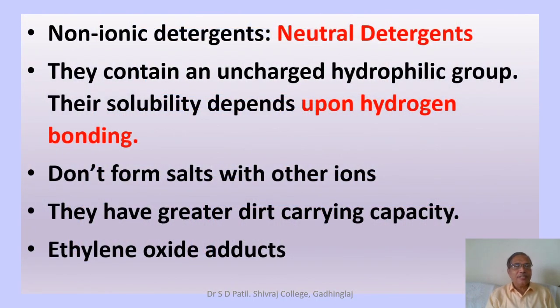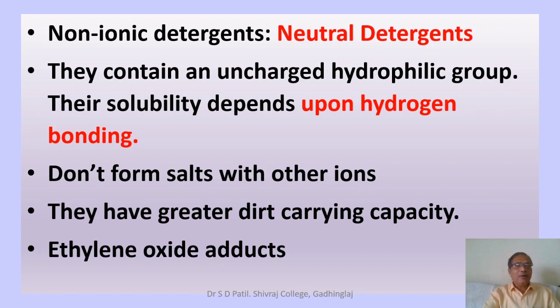Coming to non-ionic detergents. Non-ionic detergents are neutral detergents. They don't have any charge. As they don't have any charge, they contain an uncharged hydrophilic group. The water soluble group is uncharged, but their solubility depends upon hydrogen bonding. This is the speciality. As the detergents are neutral, they don't have any charged terminal, but the solubility depends upon hydrogen bonding. They do not form salts with other ions.